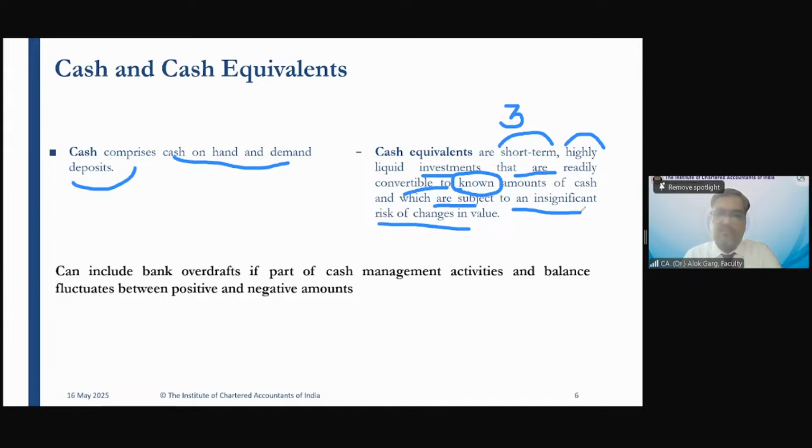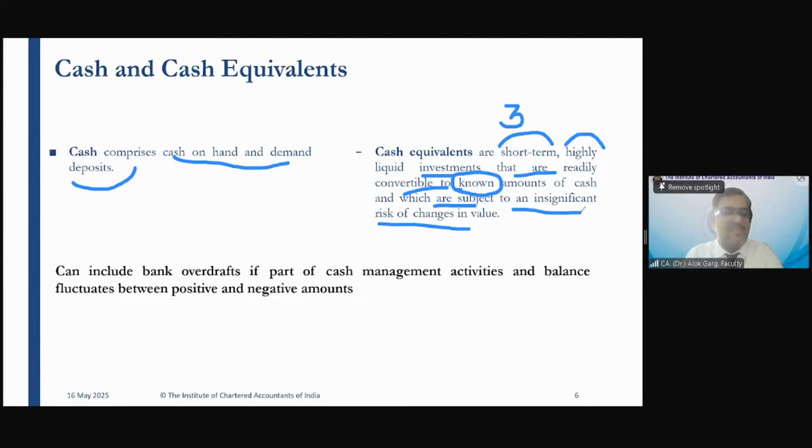No, it has a significant risk of change in value. But you have deposited an FD in State Bank of India, right? You have a fixed deposit with State Bank of India on 31st March 2025. You have to redeem this FD on 10th of April. Are you aware on 31st March what money you will receive by redeeming that FD? Yes, sir.